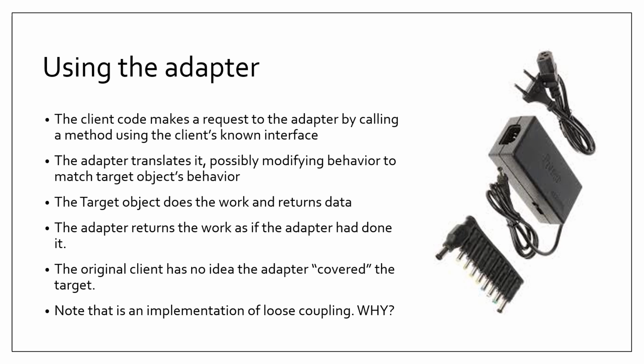And this gives us loose coupling. The reason it's giving us loose coupling is because we have not tightly bound the actual user to the actual vendor code. Instead, we've separated them by putting this object in the middle that gives us a clean separation.